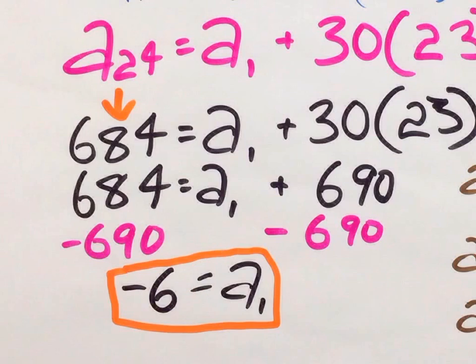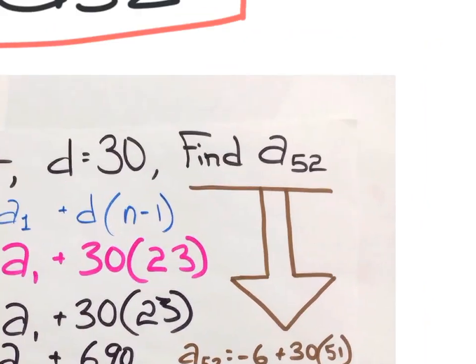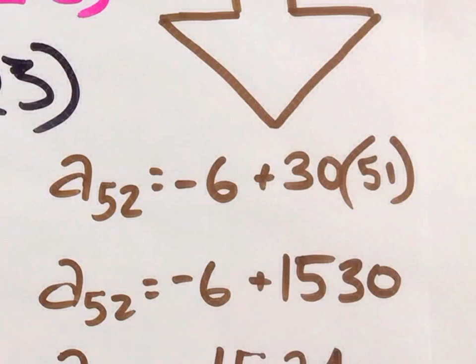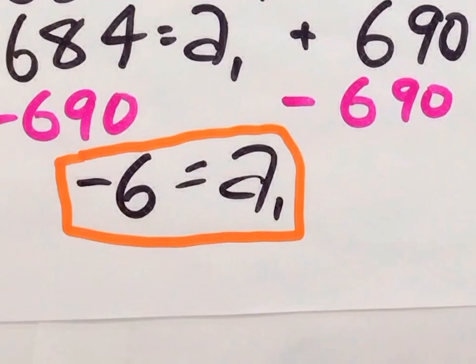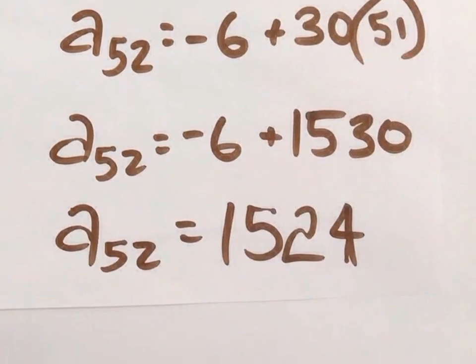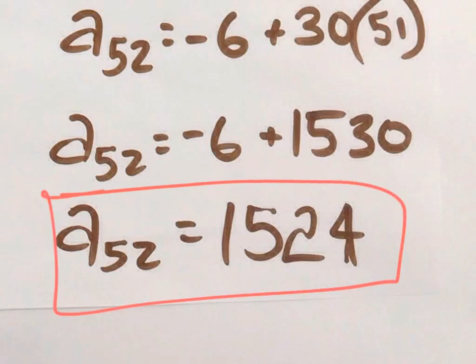So we now know the 24th term, we know the first term, we know the common difference. How do we figure out what the 52nd term is? Again, we're going to apply the explicit equation formula. We know that a sub 52 equals the first term, which is negative 6, right? We just learned that right there. Plus the common difference, which is 30, times 51, because 51 is n minus 1. And when we do that, 30 times 51 is 1530, plus negative 6. We're almost done. And that's going to give us 1524. This is our answer. 1524 is the 52nd term.